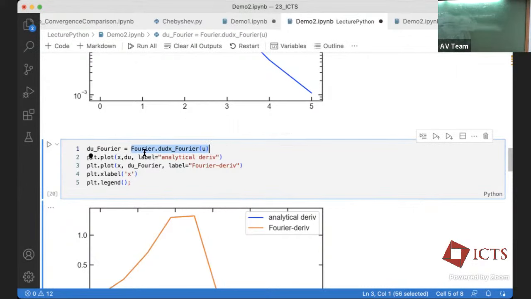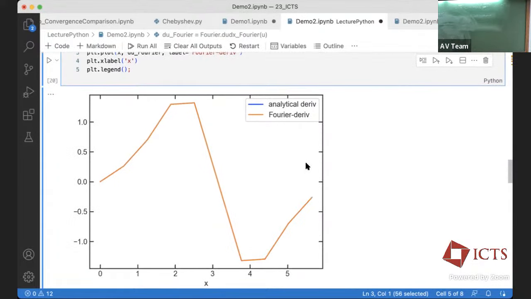And out of here comes a plot that has my approximate calculation, and it has the exact derivative, because I'm starting with a simple function. I can just take the analytic derivative. Here's the plot of both. You can't see a difference.